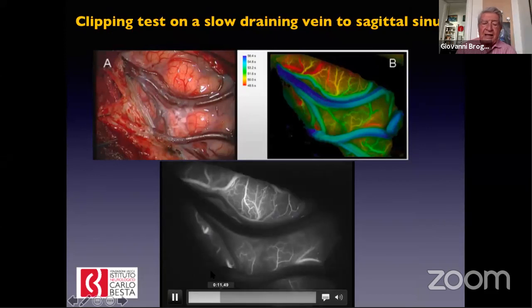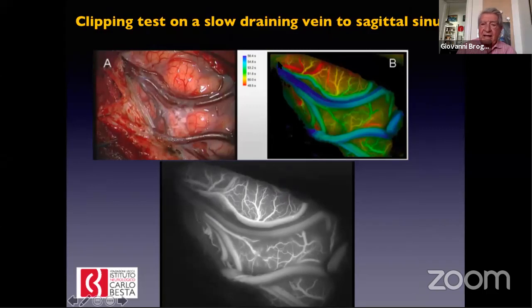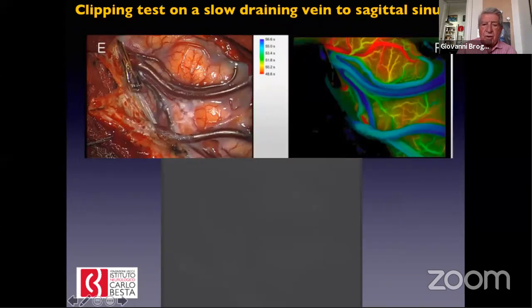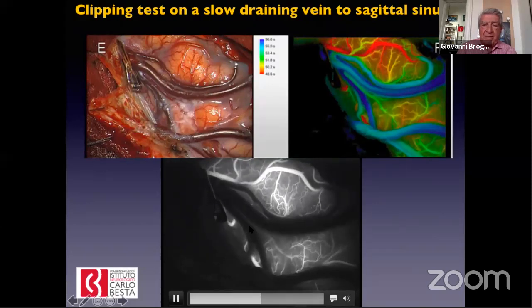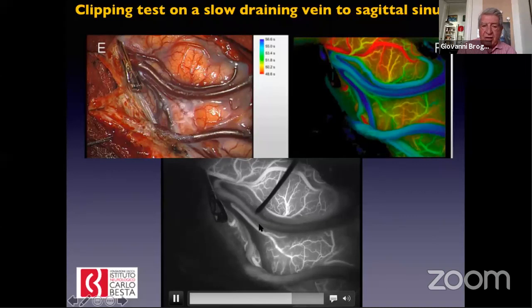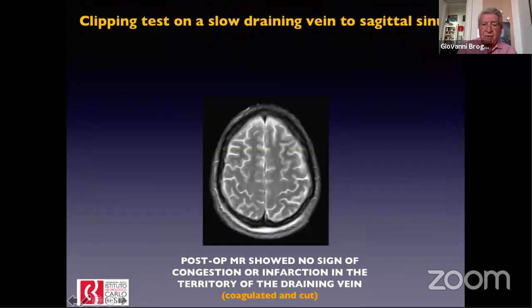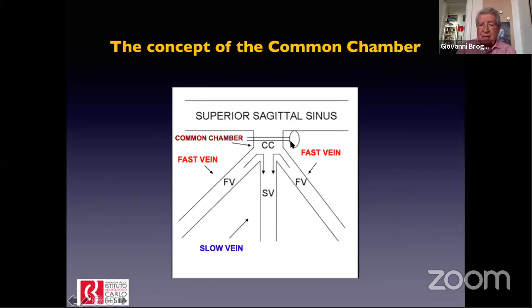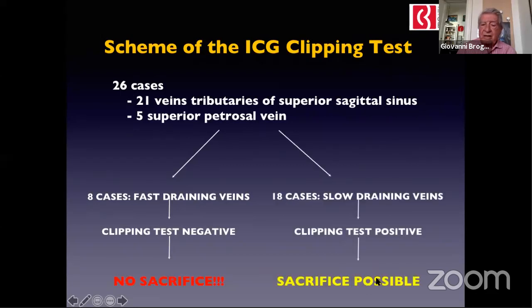You see here, like in the previous case, that you have one major drainage, but you have also some other vein collateral, and you see here the color of that. So you do the clipping, and that is something very important. After the clipping, you see that the major vein is closed, but there is a circulation here that makes the drainage of this part of the brain very good. So the hypothesis is that there is a common chamber, and that the fast draining veins are going directly. If there is no slow draining vein to drain, it is a completely different situation. And that's the scheme. If the clipping test is negative, you have to save the vein. If the clipping test is positive, you can sacrifice the vein.